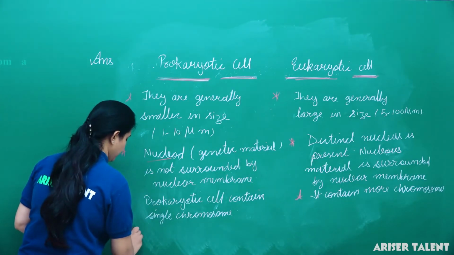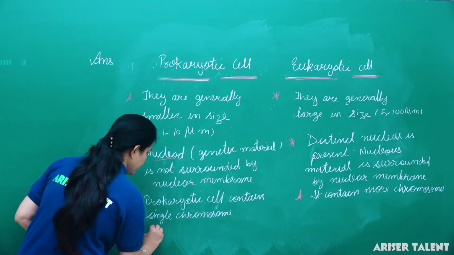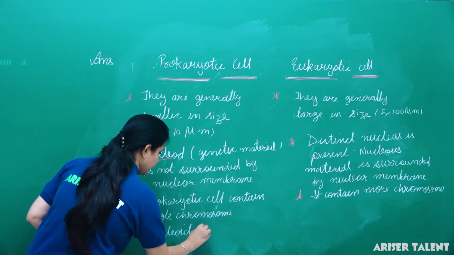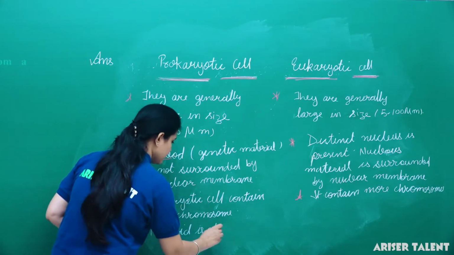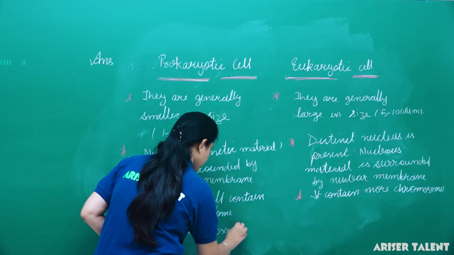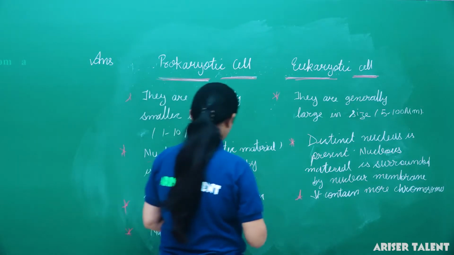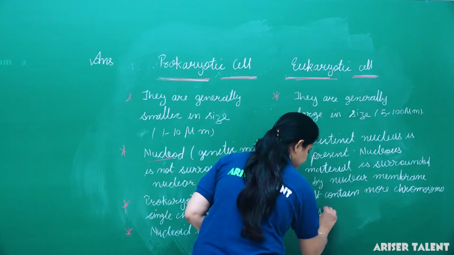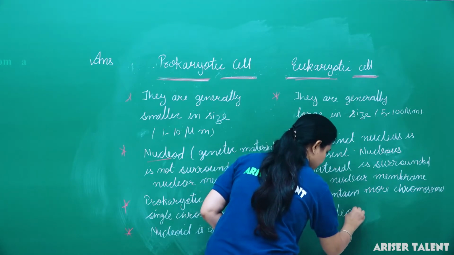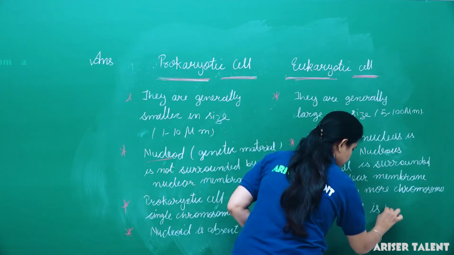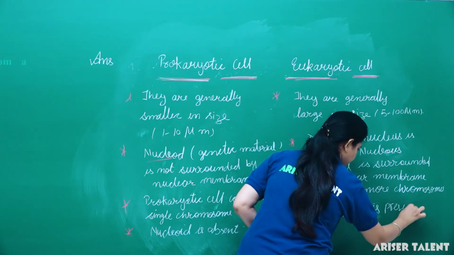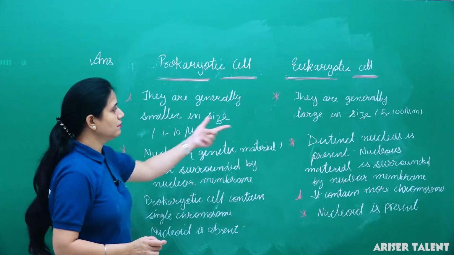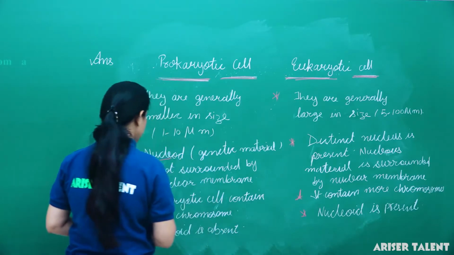Okay, next is nucleoid. If we talk about the nucleoid, then in the prokaryotic cell nucleoid is absent. Okay, and here in the eukaryotic cell nucleoid is present. Okay, membrane bound organelles are absent in the prokaryotic cell. Membrane bound organelles are present in the eukaryotic cell.